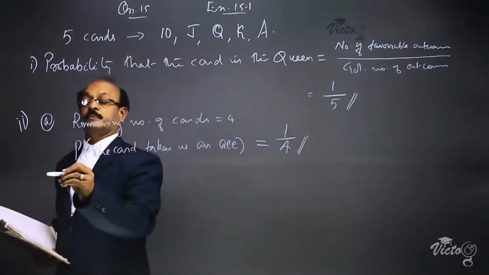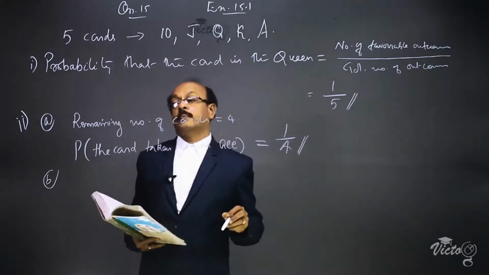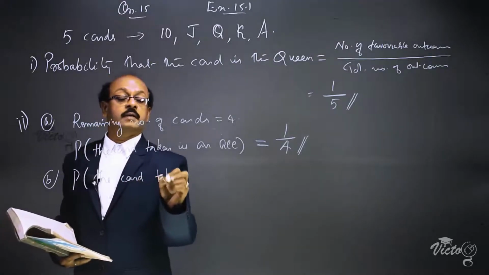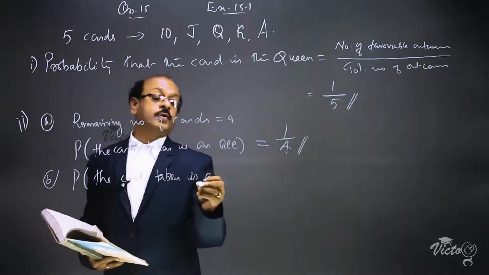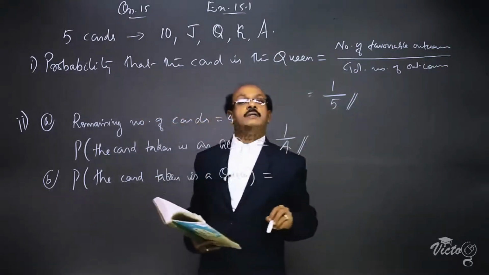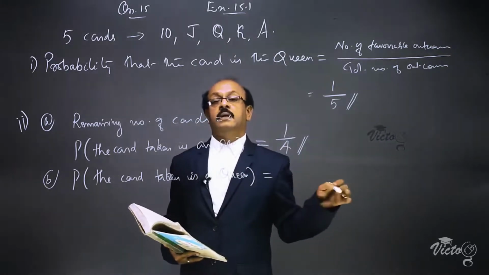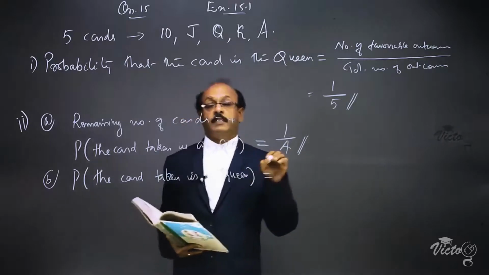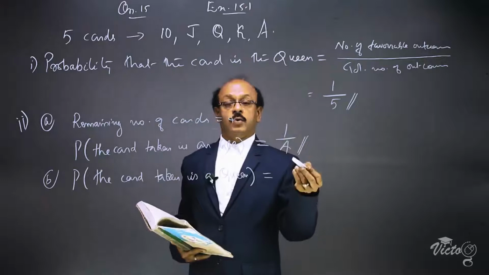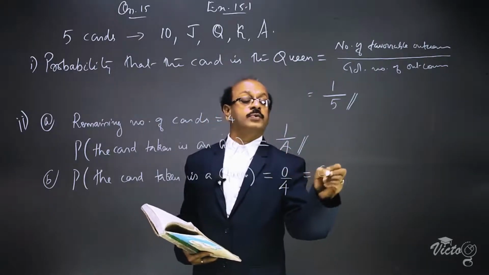And the B part, probability that the card taken is a Queen. There was only one Queen in the 5 cards and that Queen is removed, taken out, put aside. Therefore, in the remaining 4 cards there is no Queen. Therefore, probability of getting a Queen from the remaining 4 cards is 0 by 4, which is equal to 0.